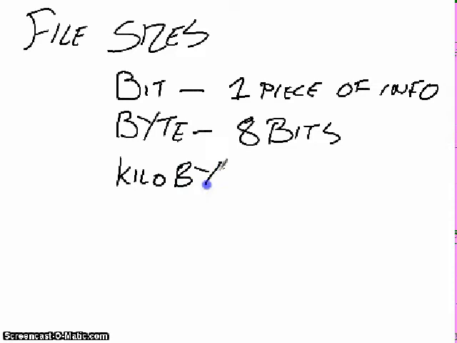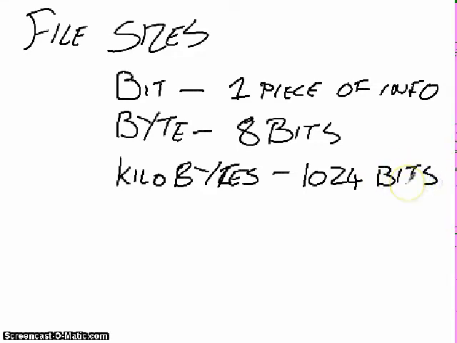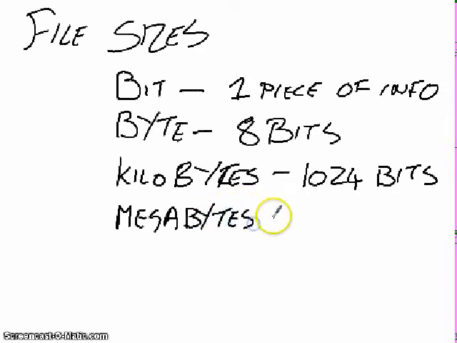Having said that, it gets easier, because after that we've got kilobytes. Now kilobytes are 1024 bytes. Now this is where it gets really simple, because then after that we've got megabytes. Now these are the ones that you're starting to hear about. And megabytes, bytes, I've spelled bytes wrong. Megabytes are 1024 kilobytes.